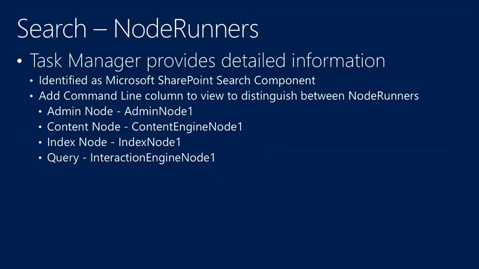And then when you do that, you'll see the very long and explicit command line that gets executed for that process. And within that long command line, we identify which is which. So for instance, admin node 1 would be part of the command line for the administrative interface. Interaction engine node 1 would be there for the querying interface and so forth.